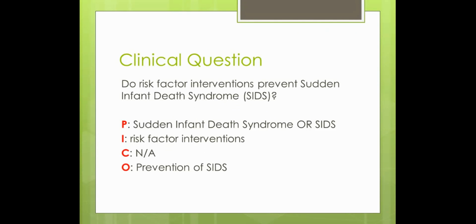So let's use this sample question and create our PICO. Do risk factor interventions prevent sudden infant death syndrome, otherwise known as SIDS? Right away, we can plug some information into our PICO chart, and a PICO chart is a really easy way to break down your searchable concepts. Our population, patient, or problem is sudden infant death syndrome. The intervention are just risk factor interventions, which isn't very descriptive, so we'll need to think more about what kind of terms to use. We don't have a comparison, but the desired outcome is SIDS prevention.